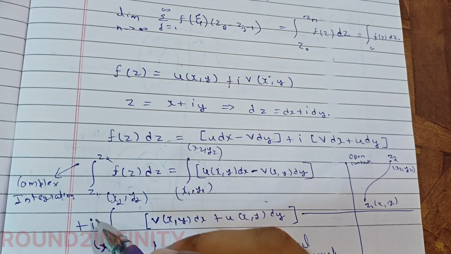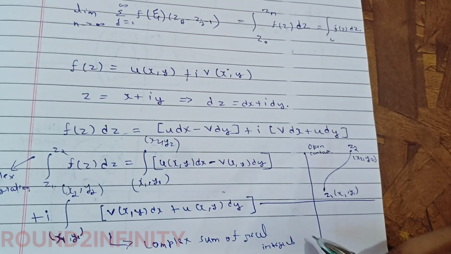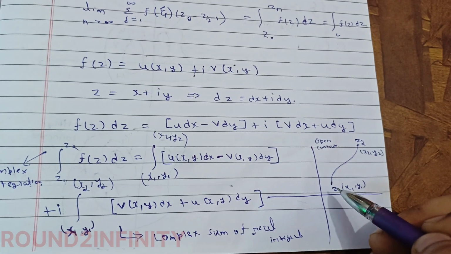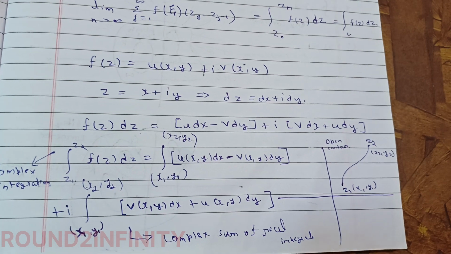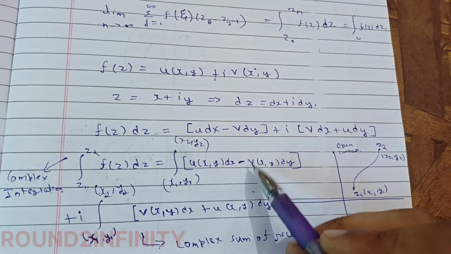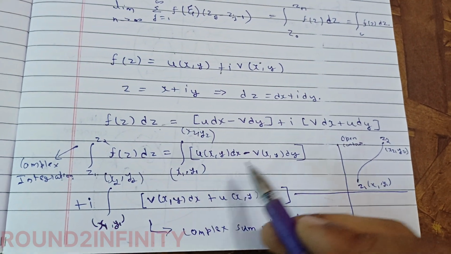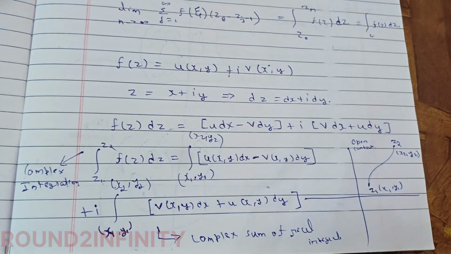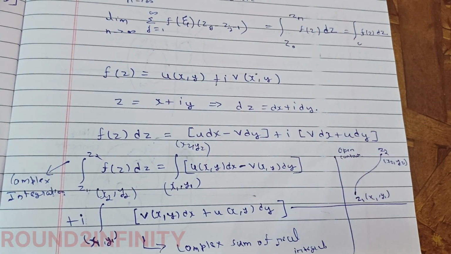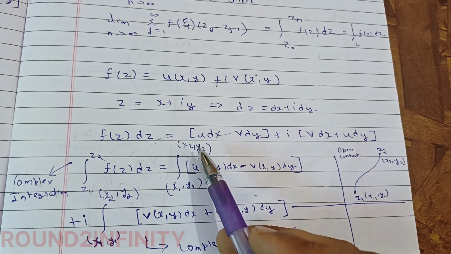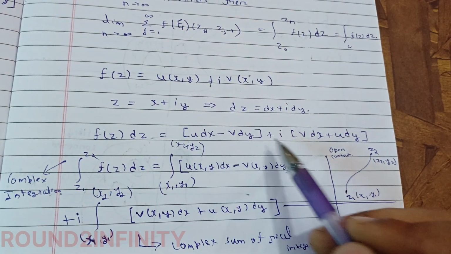Now we need to integrate this from z1 to z2. This is called complex integration. Let's say we have any contour and we need to integrate from z1 to z2. At z1 we have (x1, y1) and at z2 we have (x2, y2). So the integration of f(z) dz will be split into separate integrals, the integration of this and the integration of this, with limits from (x1, y1) to (x2, y2), with the terms in dx and dy.